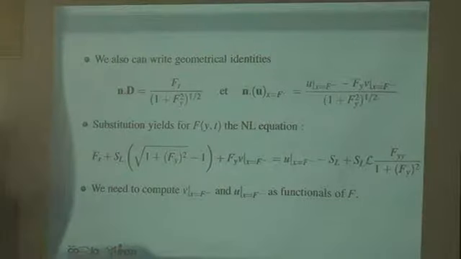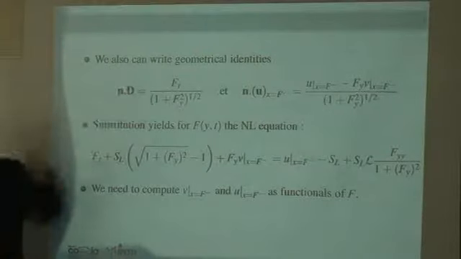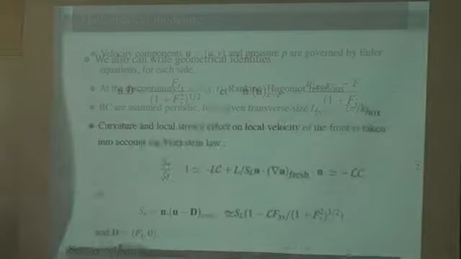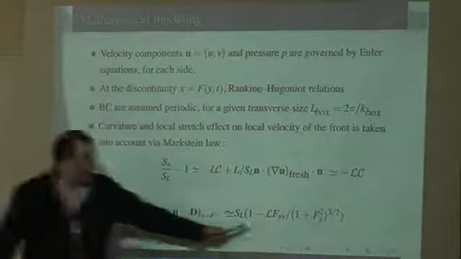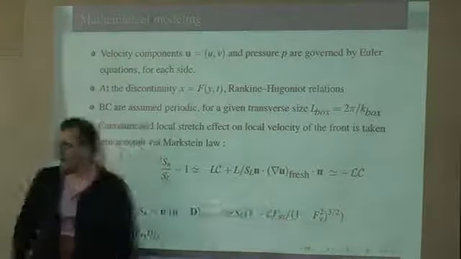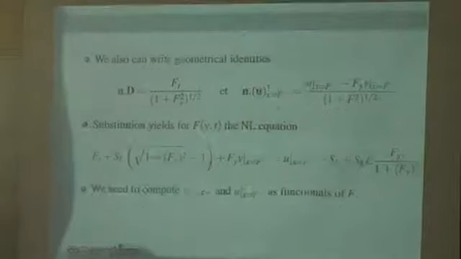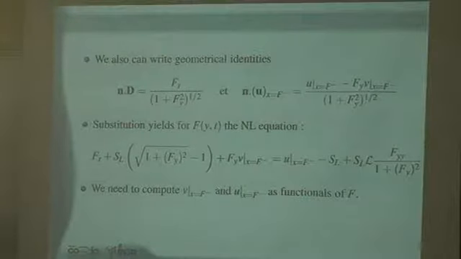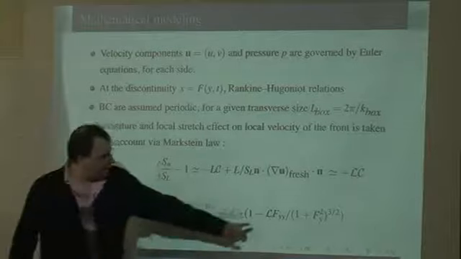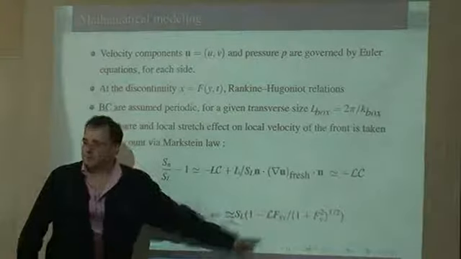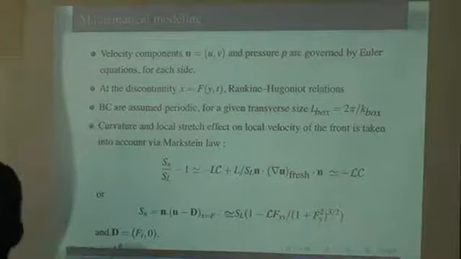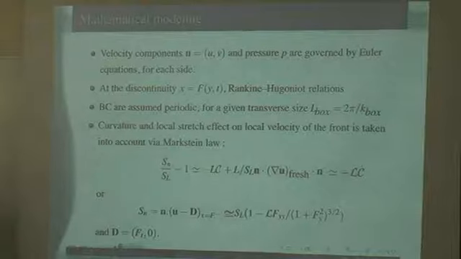And if we substitute these geometric identities into this semi-empirical equation, we obtain... So this is really a semi-empirical equation, yeah? It's not derived from first principles. So I just told you that I can forget this. Okay, but this is assumed to be, I would say, locally.